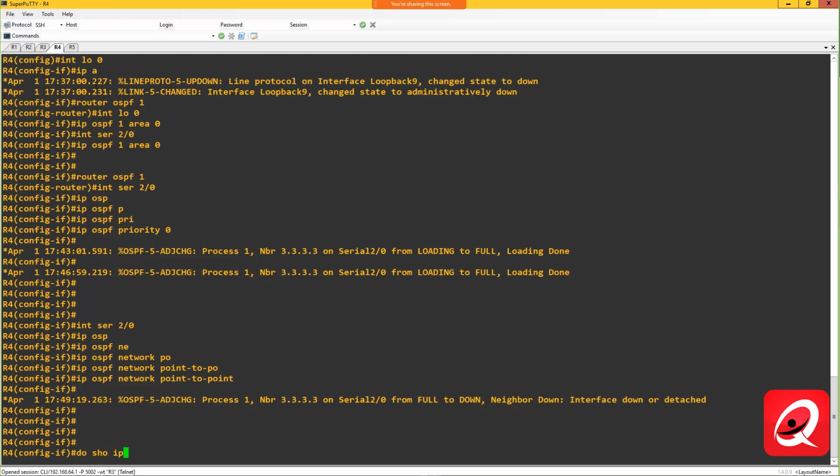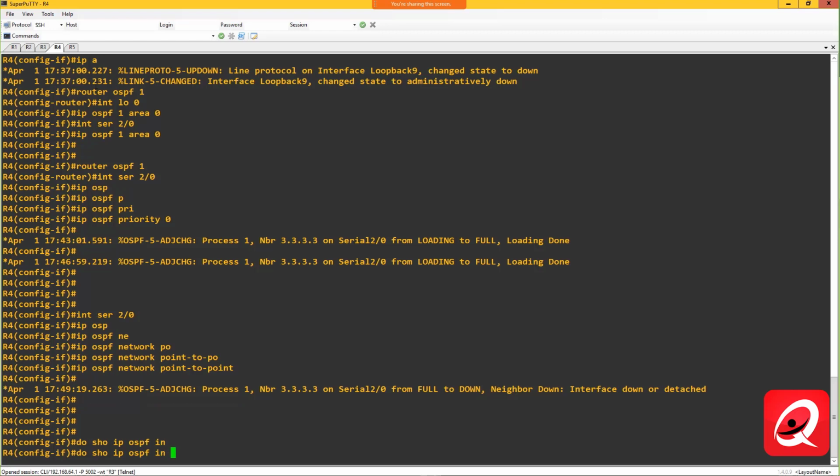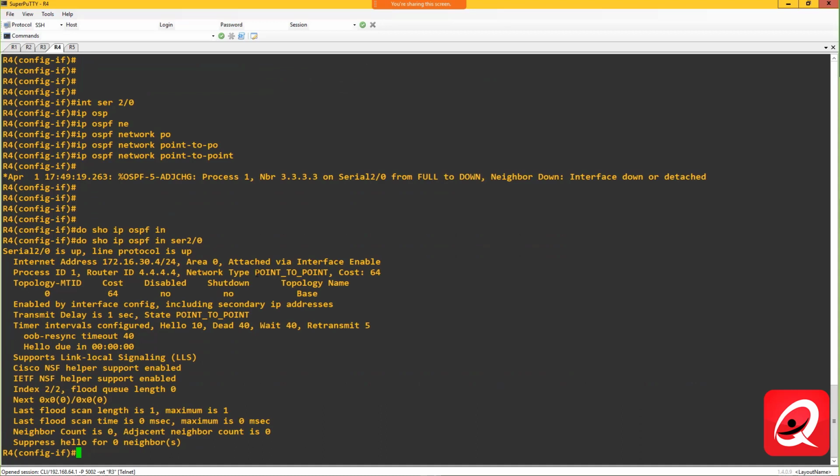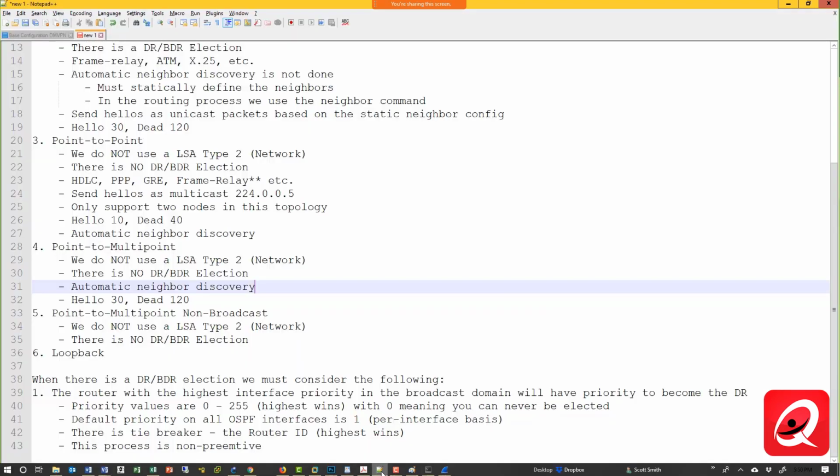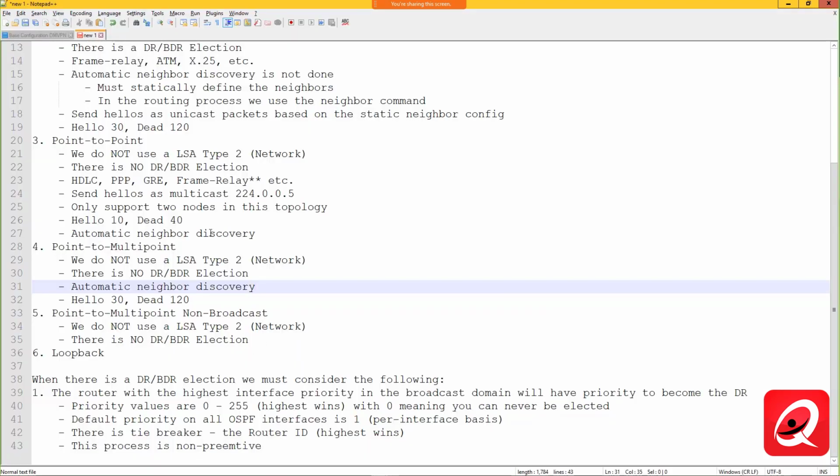So let's take a look. Do show ip ospf interface serial 2/0. And we do see it's point-to-point, but here's the problem. Hello and dead timers on point-to-point is different than the hello and dead timers on point-to-multipoint. Right? We saw that already from this configuration. So even though they have similar configurations, do not use an LSA Type 2. There is no DR/BDR election. Automatic neighbor discovery is supported.